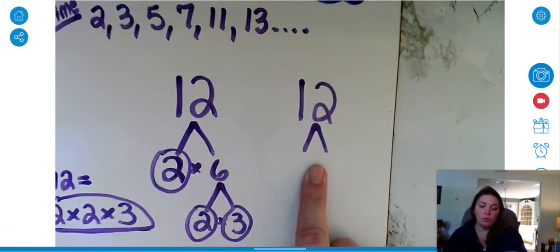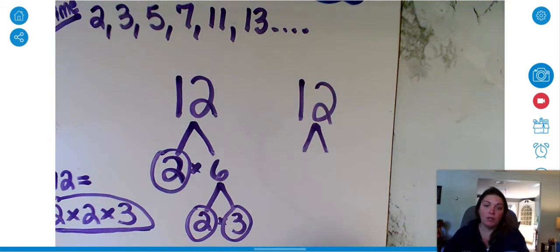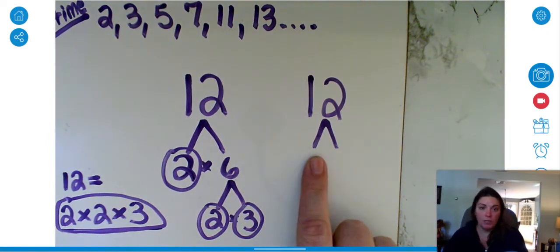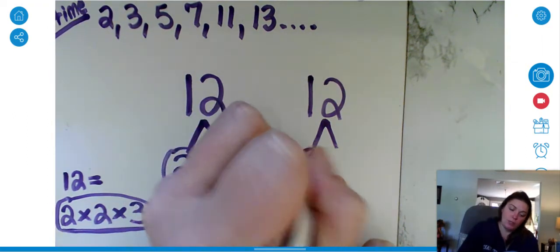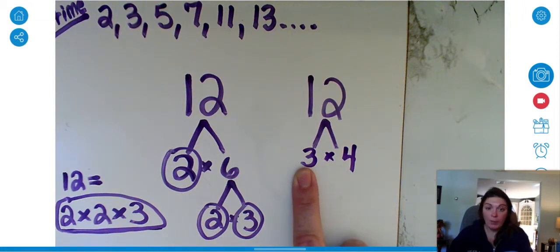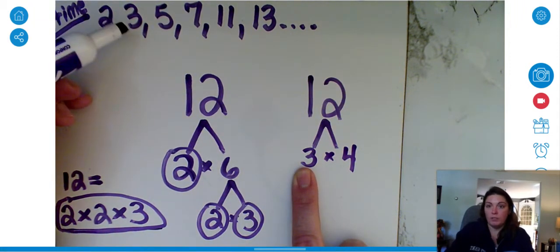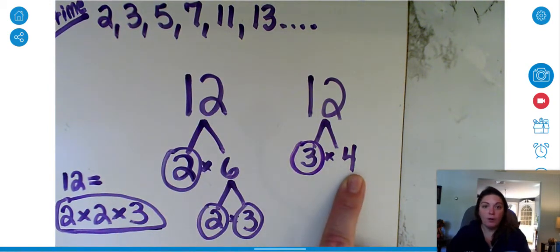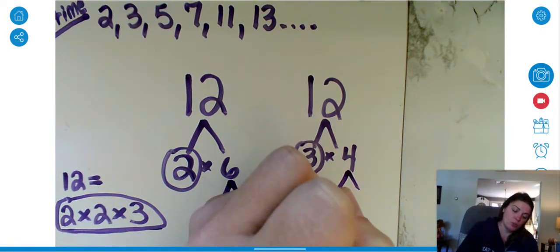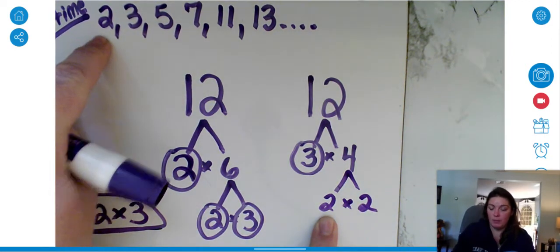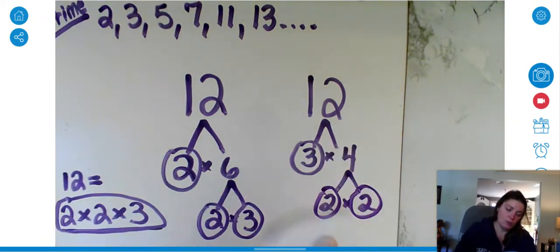Now I want to show this to you using a different set of factors to start with to prove that we'll still get the same answer. So what else multiplies to make 12? 3 times 4. 3. Can I break it down? No, because it's prime. So I stop and circle. How about 4? Can I break it down? I sure can. 4 is made up of 2 times 2. And remember, 2 is a prime number. So we stop and we circle it.